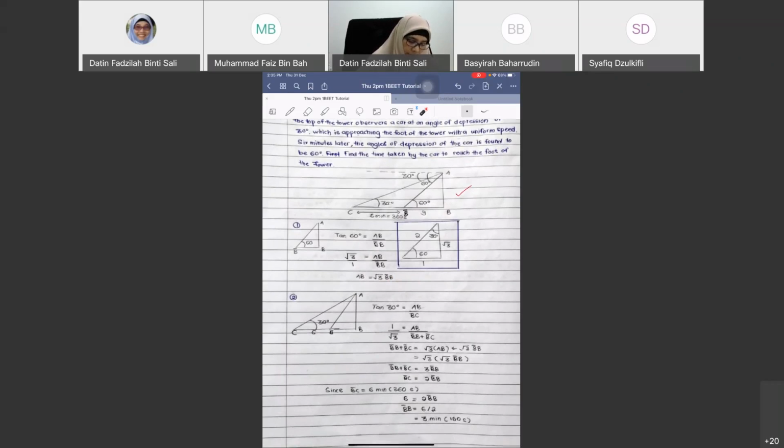Okay, let's look at the next one. Next is looking at tangent 30. That means you are looking at the whole triangle, this one whole triangle. So tangent 30 is AB over BC. And then tangent 30 is 1 over sec 3. BC is the whole stretch here.